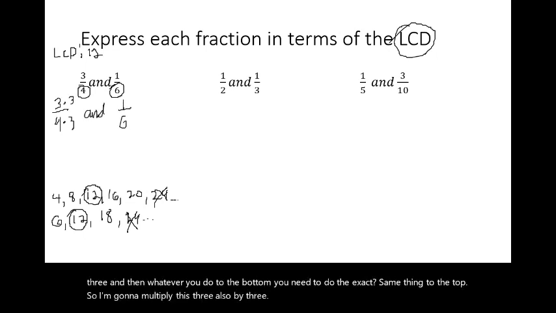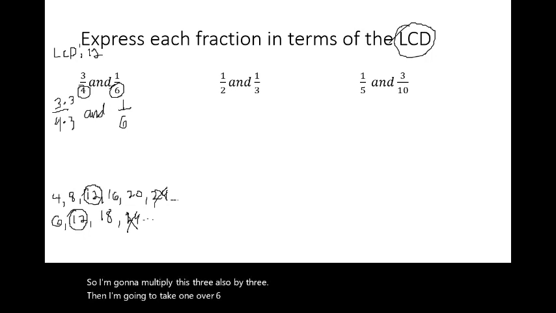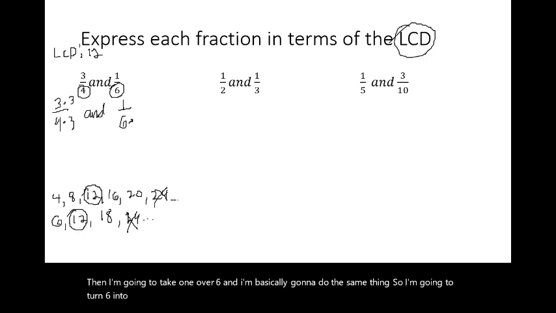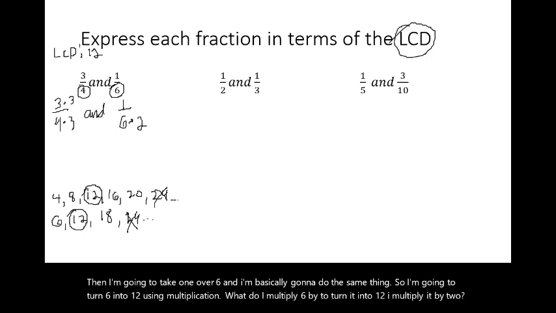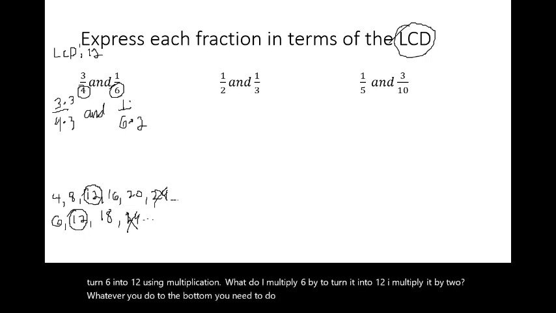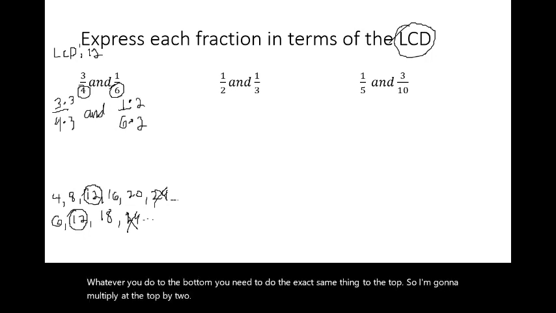Then I'm going to take 1/6 and do the same thing. I'm going to turn 6 into 12 using multiplication. What do I multiply 6 by to turn it into 12? I multiply it by 2. Whatever you do to the bottom, you need to do the exact same thing to the top, so I'm going to multiply the top by 2. And then let's just do the multiplying.